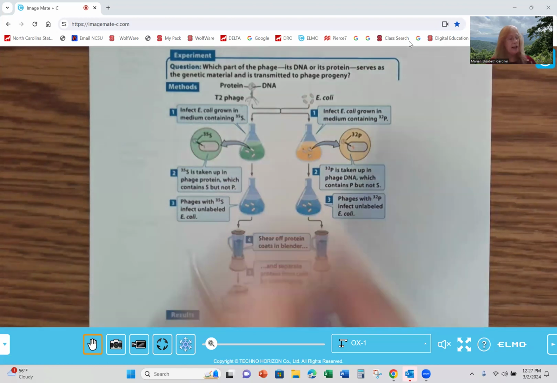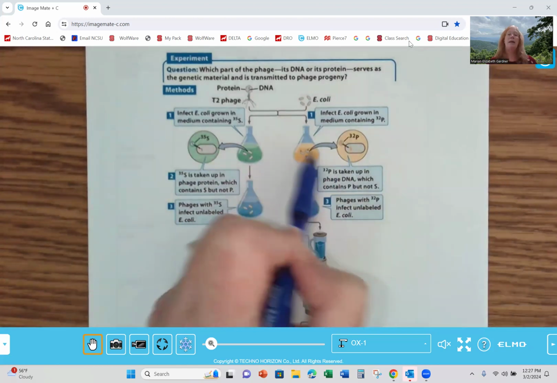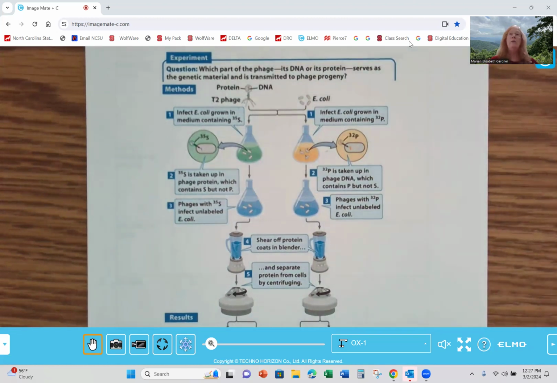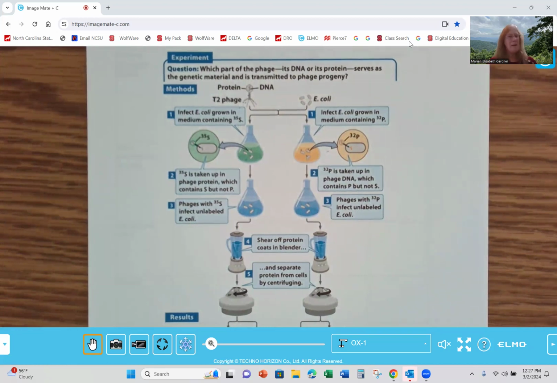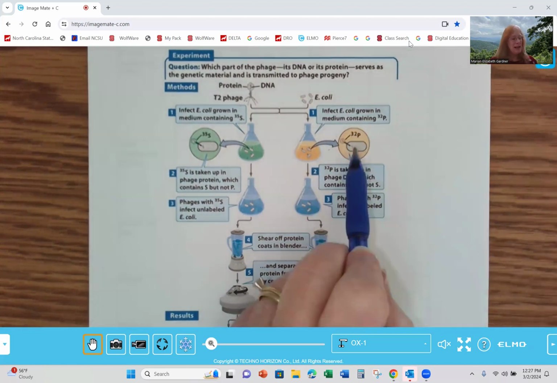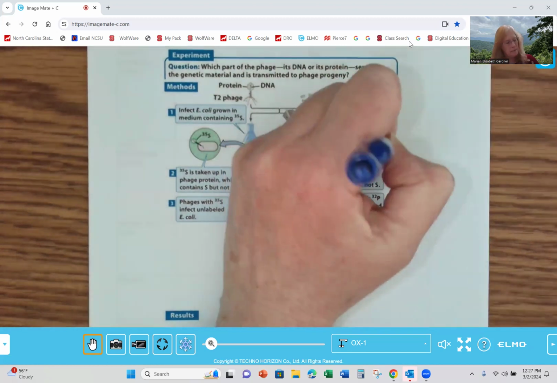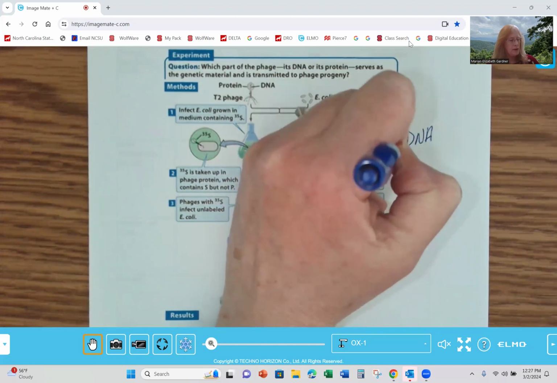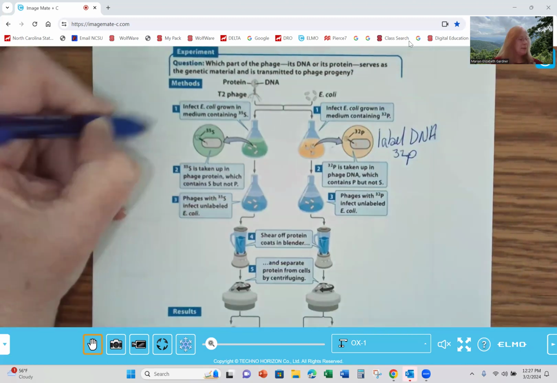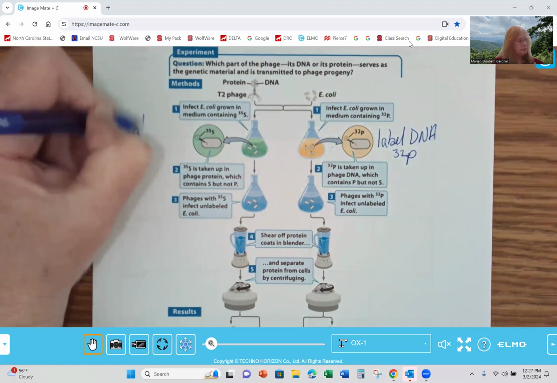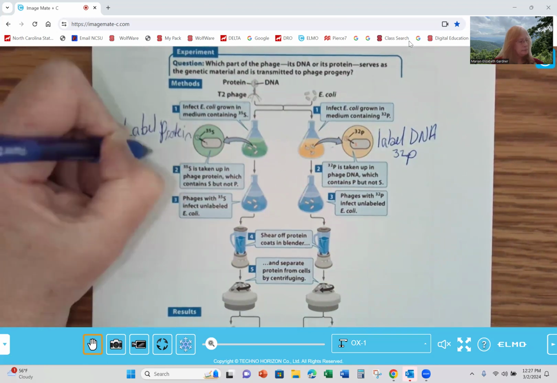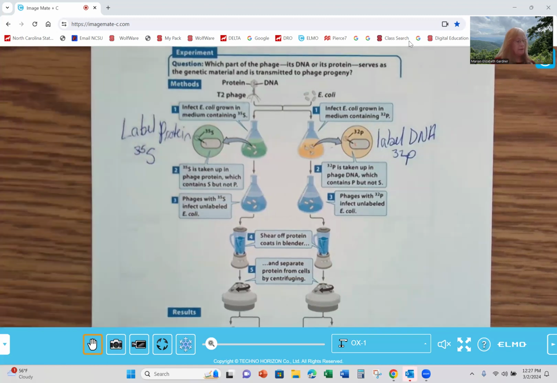And in a separate flask, they grew the bacteriophages by allowing them to infect E. coli for multiple generations in radioactive P32. Phosphorus, that's in DNA, but not in proteins. So this labeled the DNA, and they used P32 for that label. And S35 labeled the protein.